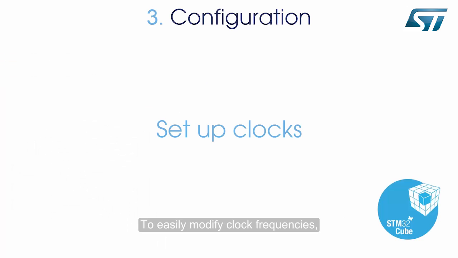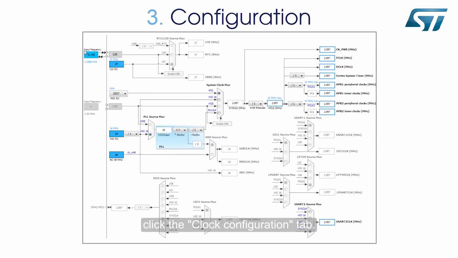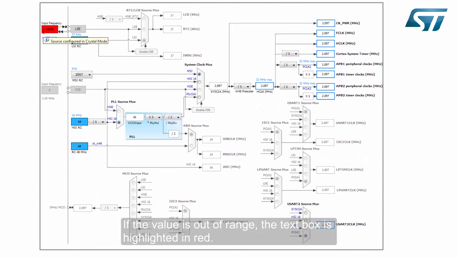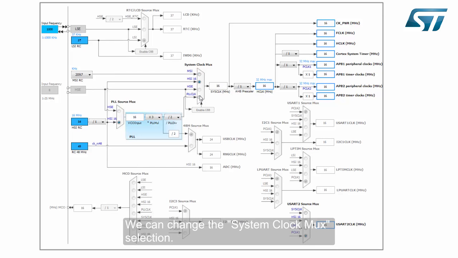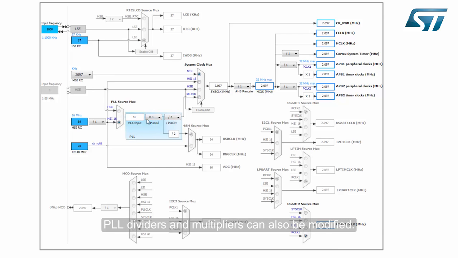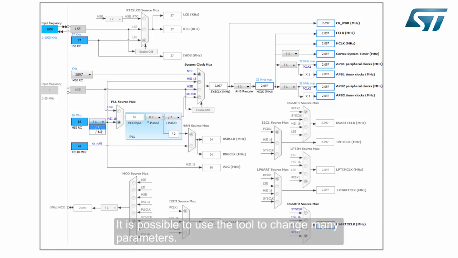To easily modify clock frequencies, click the Clock Configuration tab. We can change the input frequency. If the value is out of range, the text box is highlighted in red. We can change the System Clock MUX selection. PLL dividers and multipliers can also be modified. It is possible to use the tool to change many parameters. In our case, the default settings are the correct ones.